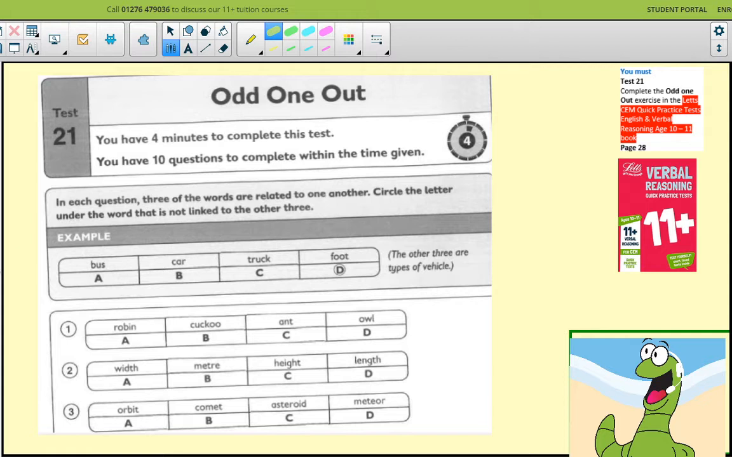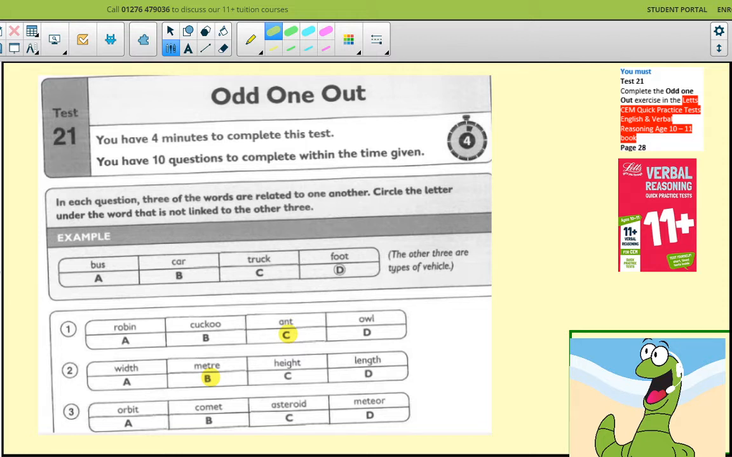With number 1, we have robin, cuckoo, ant and owl. So the odd one out here was C, ant, as you should have recognised the other 3 are types of bird. Number 2 may have thrown you slightly. We have width, metre, height and length. The odd one out here was B, metre, and that's because this is a particular unit of measure rather than something that we are measuring. So we might be measuring the height of something with a metre stick, for example, or we might be measuring the length of something in metres. So this is a unit of measure rather than something that we measure.